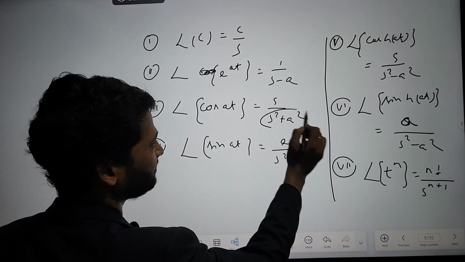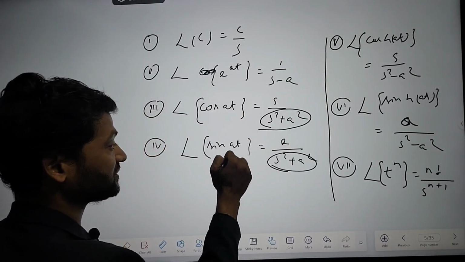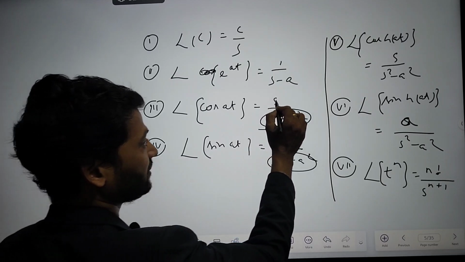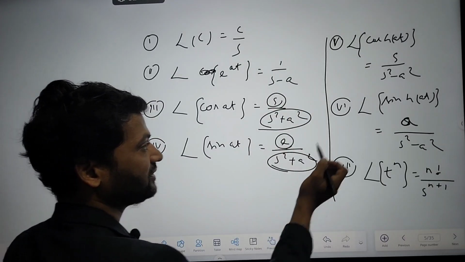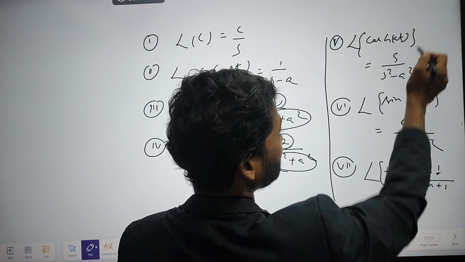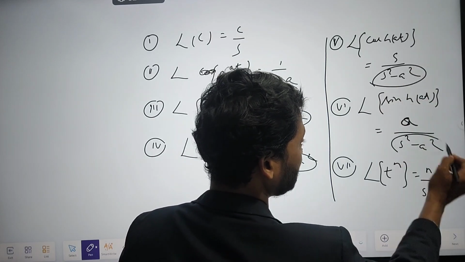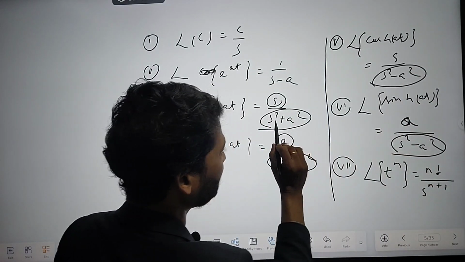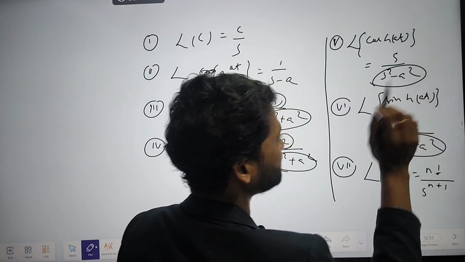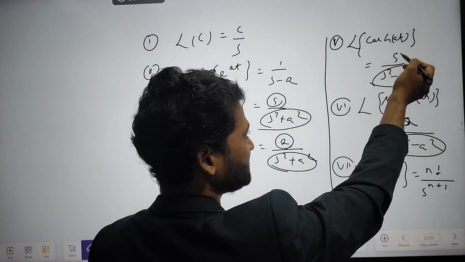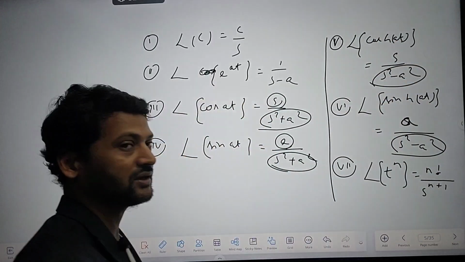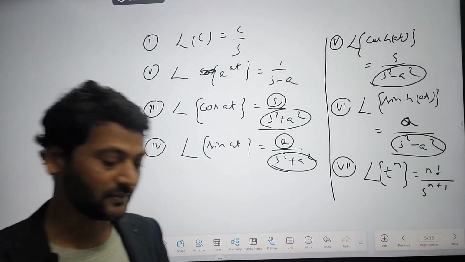इसको याद रखने के लिए देखो, the denominator part is fixed for cos function and sin function. For cos it is s, for sin it is a. Similarly for hyperbolic function the denominator part is s square minus a square. Check, यहाँ पे s square plus a square, यहाँ पे s square minus a square. And the numerator part is s for cos, a for sin.